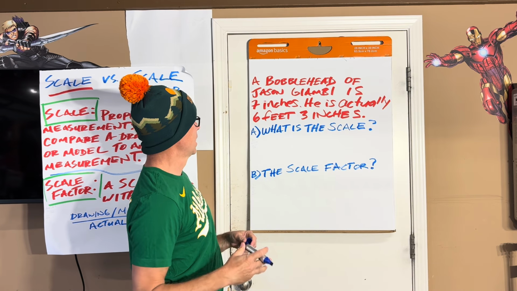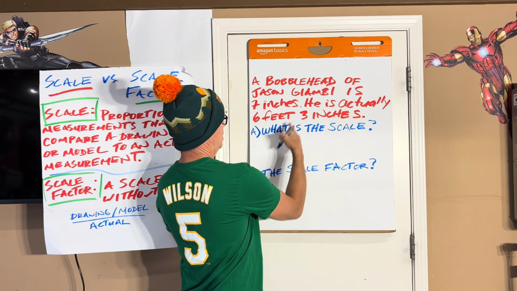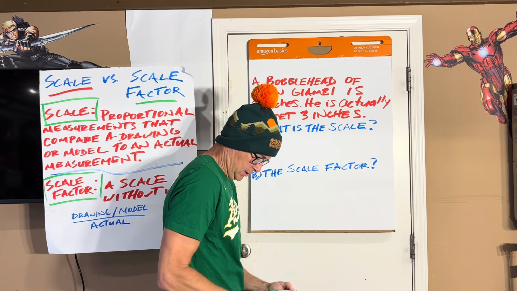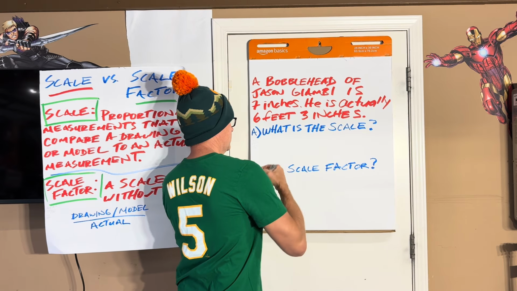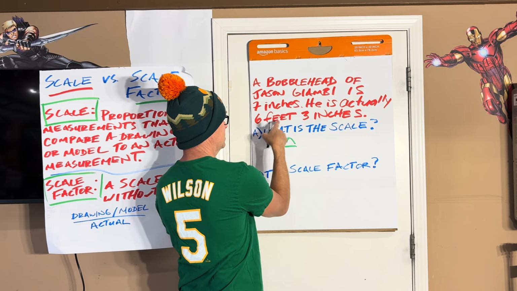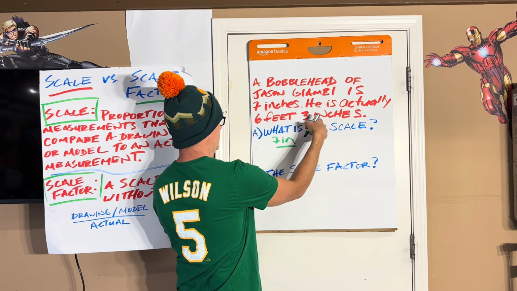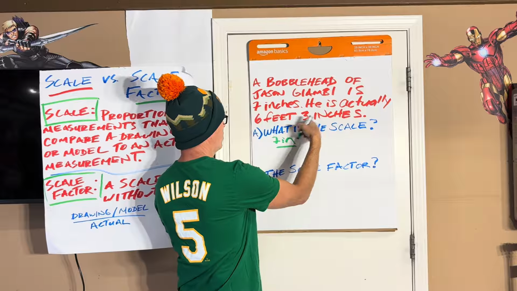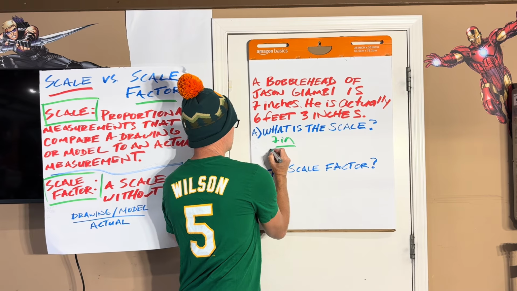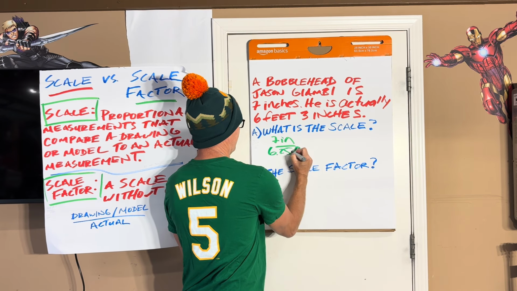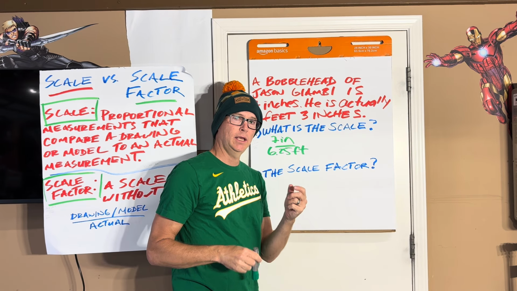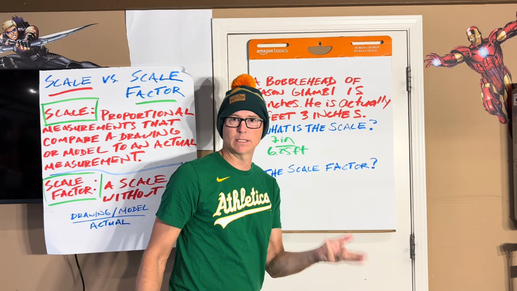Okay, let's see, the model is 7 inches. It's not green, that's blue. So the model is 7 inches. And the actual is 6 feet 3 inches, okay? I kind of wanted it all to be in feet to make more sense. So what I did was I put 6.25 feet. I want you to think about that, right? Because 3 inches is a quarter of a foot: 3, 6, 9, 12.